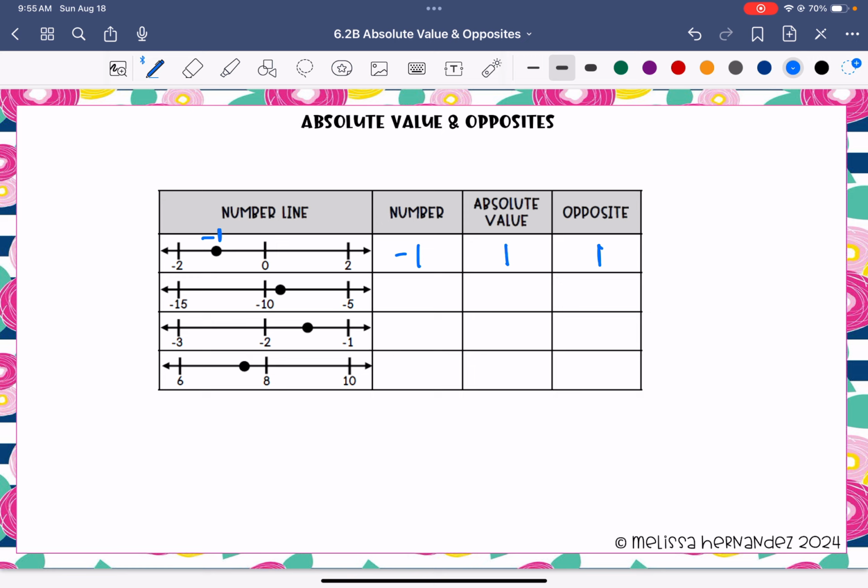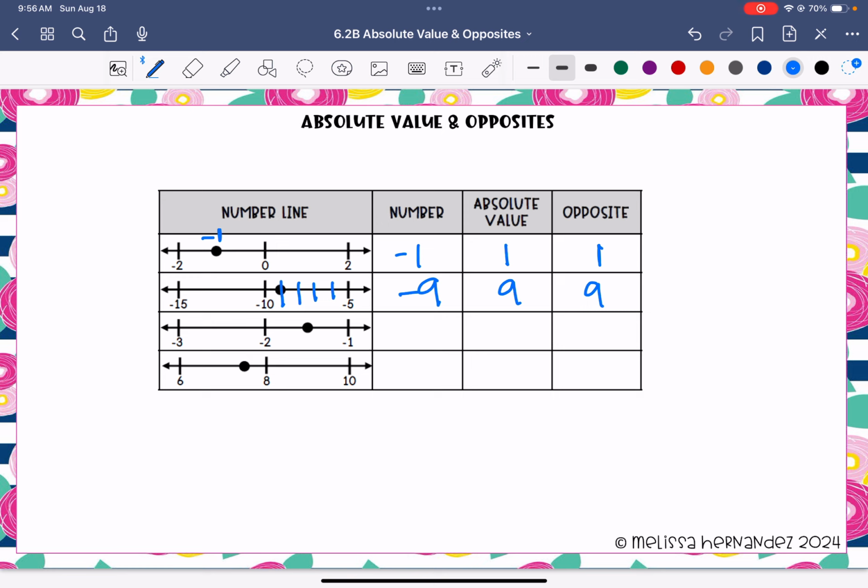Now for the next one, this one's a little trickier because we're going from -5 to -10, -15. So we'll split it up, and it looks like this would be -6, -7, -8, -9. So our number is -9. How far is -9 to 0? 9. What would be the opposite of -9? 9. Now the next one, for kicks, I'd pause the video, try to complete the table yourself, and then unpause.